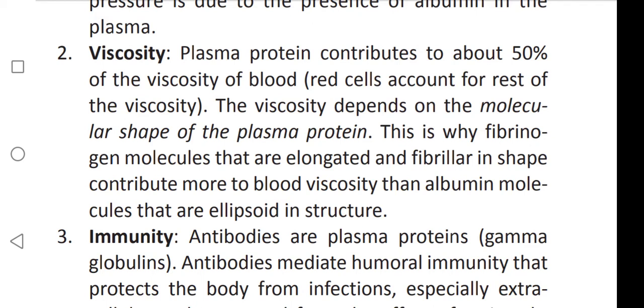Next, viscosity. Plasma protein contributes to about 50% of the viscosity of blood. Red cells account for the rest of the viscosity. The viscosity depends on the molecular shape of the plasma protein. This is why fibrinogen molecules that are elongated and fibrillar in shape contribute more to blood viscosity than albumin molecules that are ellipsoid in structure.